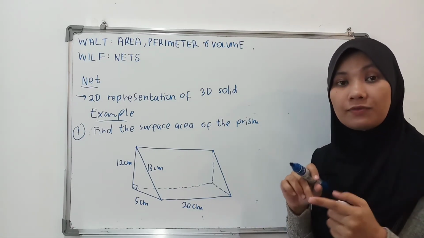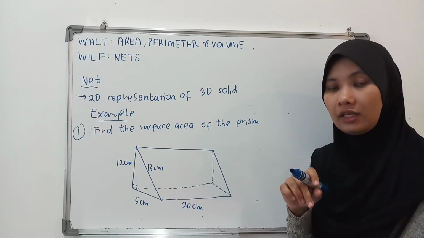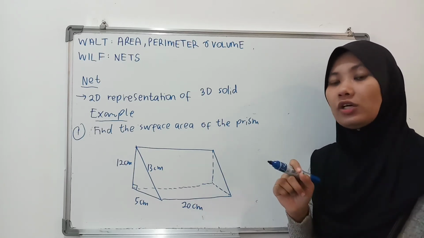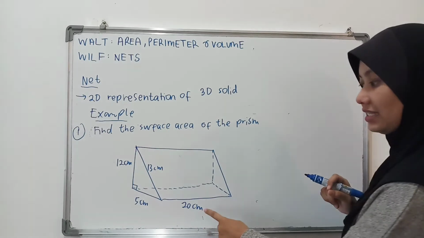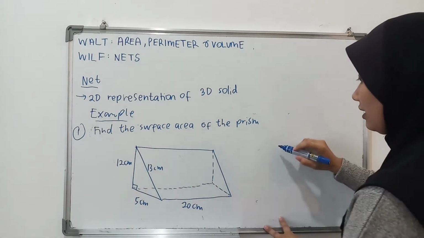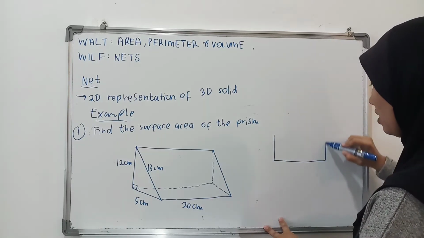Okay, so you can draw the net if you want. If you don't want to draw the net also, it's just fine. Okay, let's say we try to draw the net. When I open this solid, this is the net that I will get. Okay, this is the net.